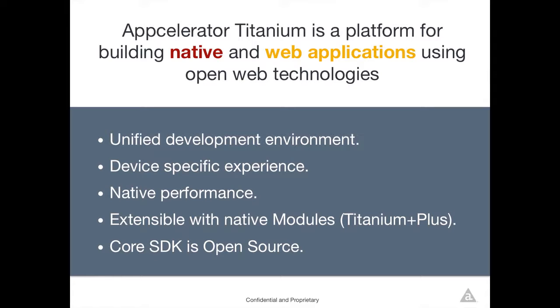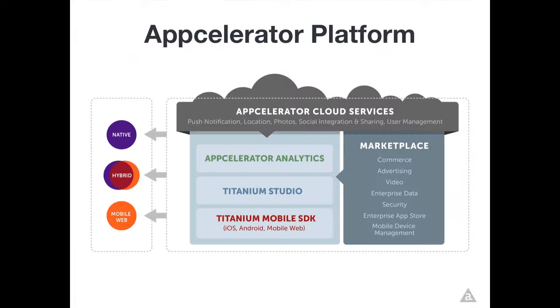So we'll go through the main pieces. We'll go through Titanium Studio, the Titanium Mobile SDK, which is the binding layer, and then the cloud services and analytics. And then the marketplace also plays a factor in it. But the core products, if you will, of the Appcelerator Titanium platform are the SDK, Studio, and then cloud services, Appcelerator Cloud Services, ACS. Okay.